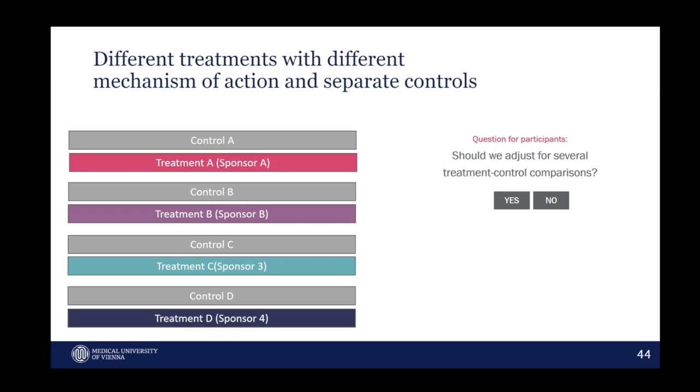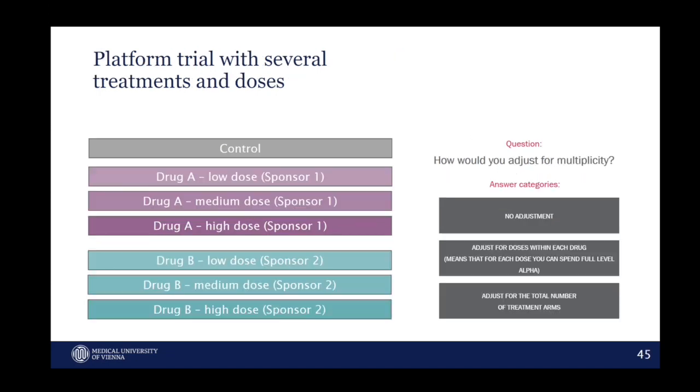And also here, where the control data are not shared, no one would adjust for multiplicity, because here the picture becomes even clearer, because if these sub-studies were set up as completely independent trials, no one would adjust for multiplicity, so no need to adjust here.